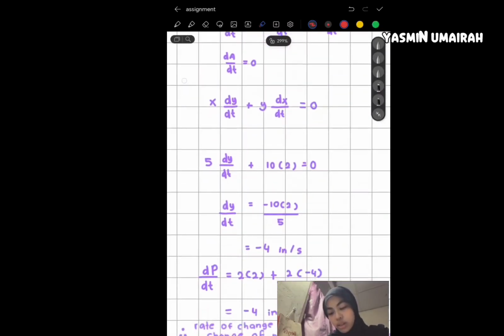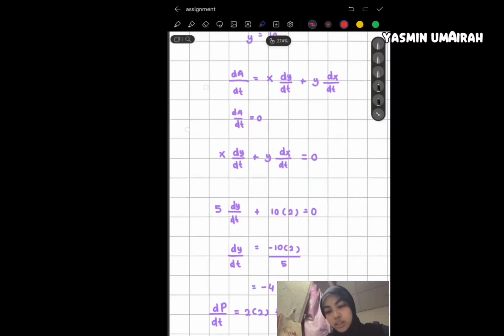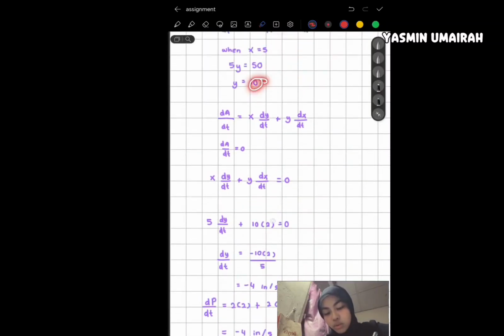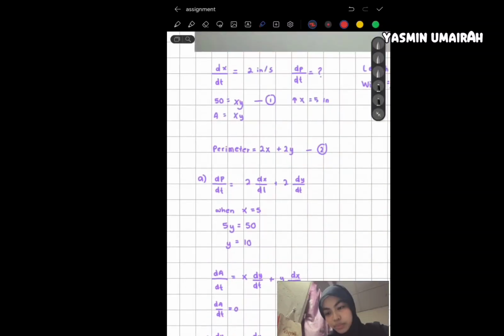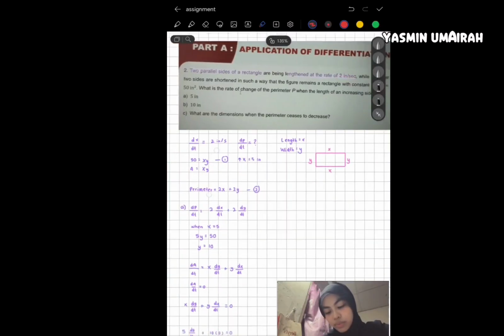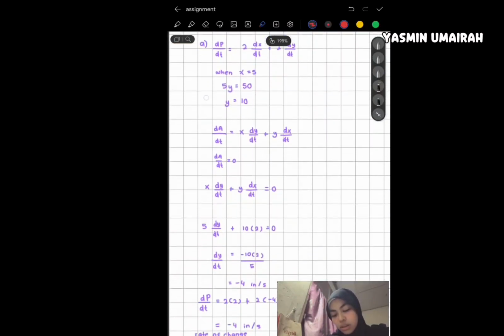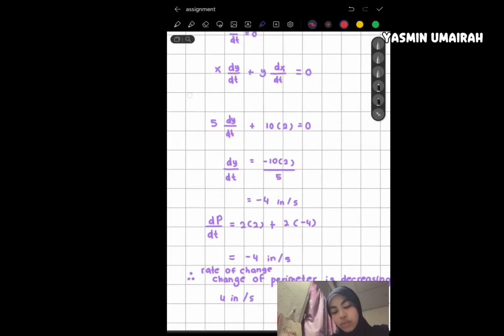The next, we already got x is 5 and y is 10. From this, 2 is dx/dt, which is this one from the equation. Now we have to find dy/dt. So we substitute here and we get negative 5 inches per second.